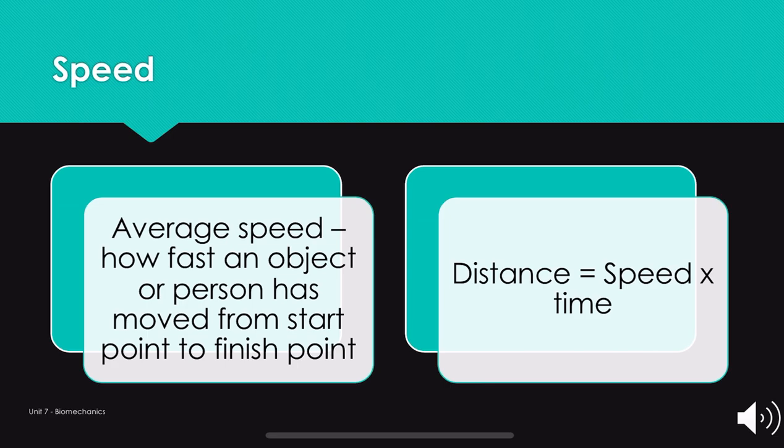Velocity. So velocity measures the rate at which an object or person has been displaced or experienced a change in position. Other definitions say that velocity is the speed of a body or object in a given direction. Velocity is a vector as it has both magnitude and direction.